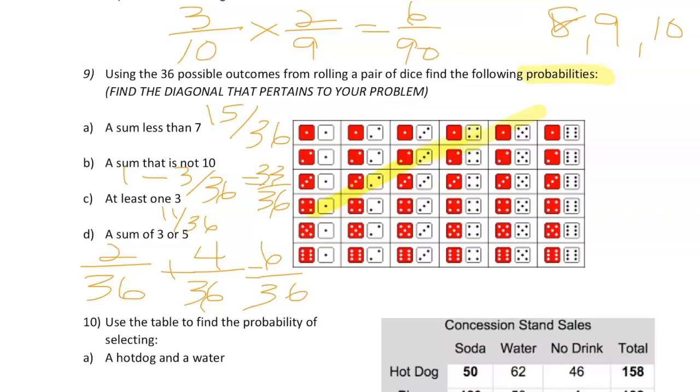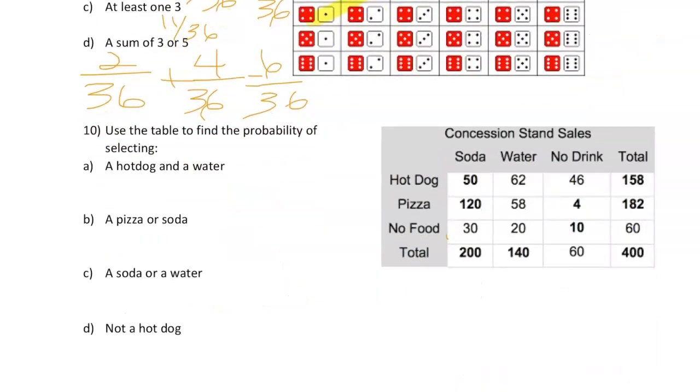Okay, and the last thing we're going to do is do this table. Tables are very, very helpful. So it says use a table to find the probability. I'm going to give a fraction for an answer of selecting a hot dog and a water. So it has to be a hot dog and a water. There's an intersection between hot dog and water right here at 62. So it's going to be 62 over the total of 400 since it's a probability.